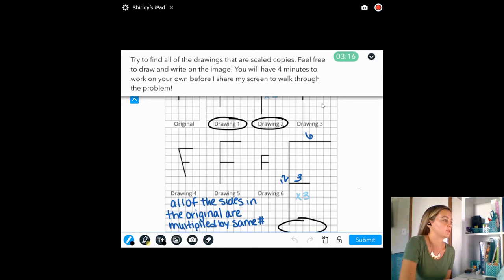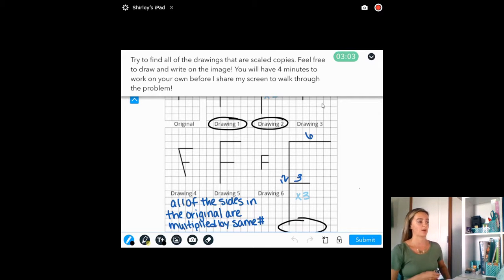So just some time to kind of work and think through what you would have to do. And then I'm going to share with you the process mathematically to figure out which one would be scaled. But as you're working, try and think about the conversation we just had about a scaled copy.